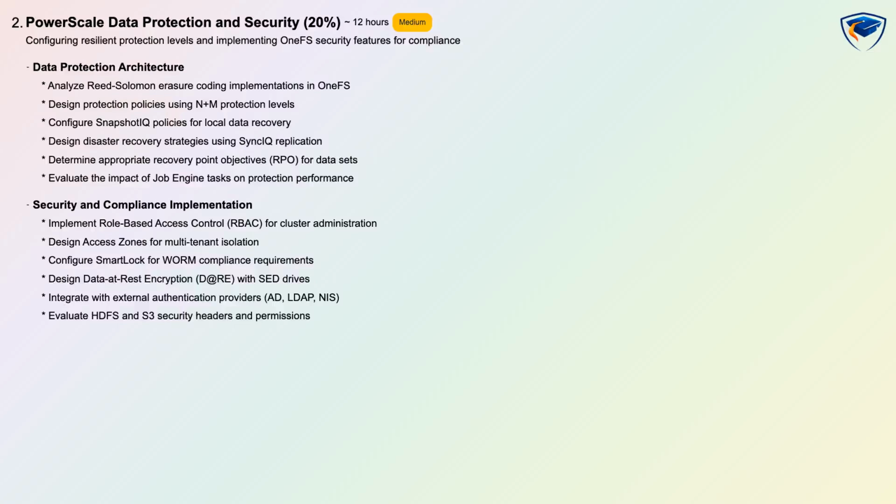The domain covers recovery point objective decisions and the performance impact of job engine tasks, and it also focuses on security by implementing RBAC, access zones and SmartLock for WORM compliance. You will learn to design data at rest encryption with SED drives, integrate external authentication providers like Active Directory or LDAP, and evaluate HDFS and S3 security controls.